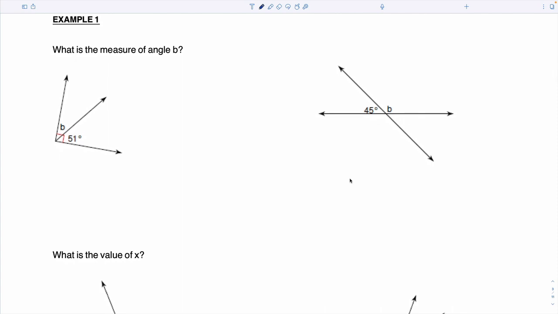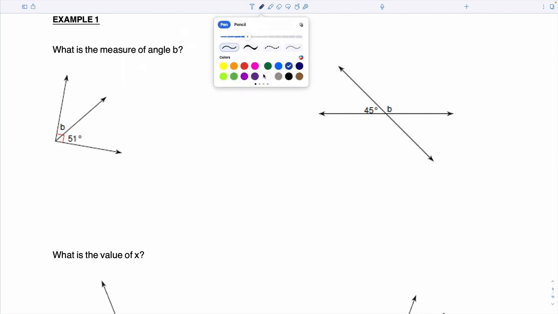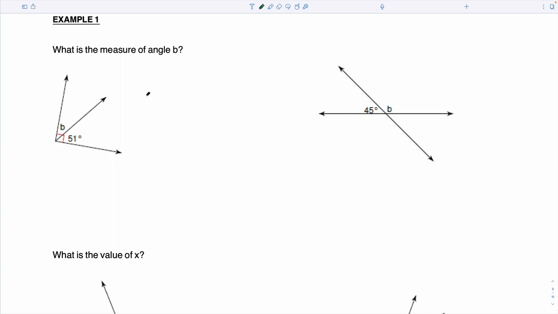When you get to a problem like this, you're going to be asked to find the measure of angle B. You know parts of this information. You're going to set this up to be B plus 51. Since it is what type of angle? It's complementary to each other. It makes a corner. It's going to equal 90 degrees. So B and 51 should logically add up to 90 degrees.